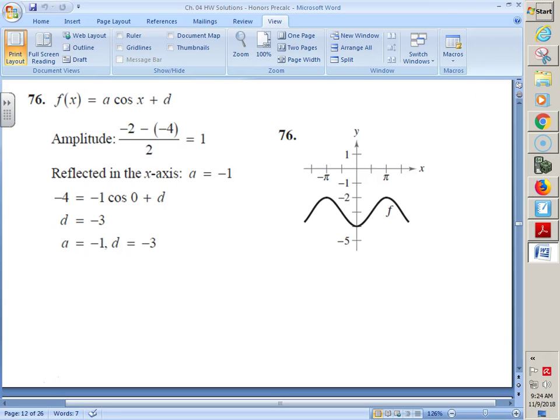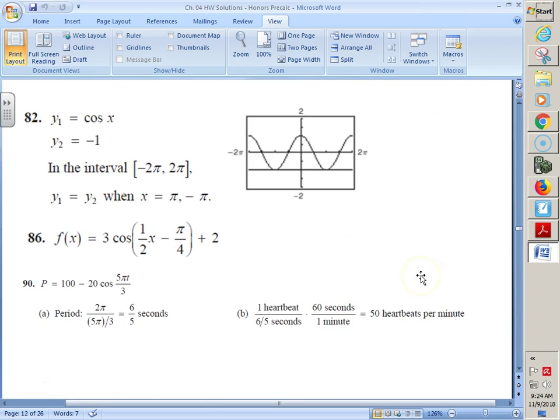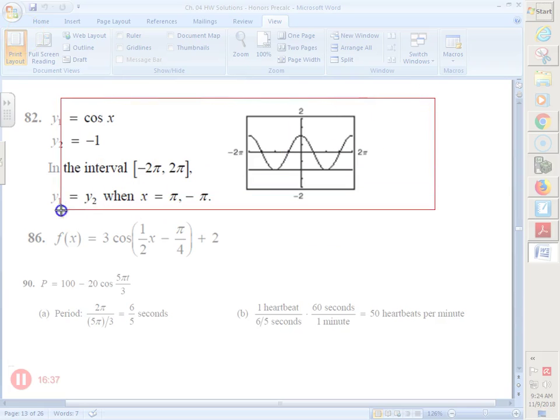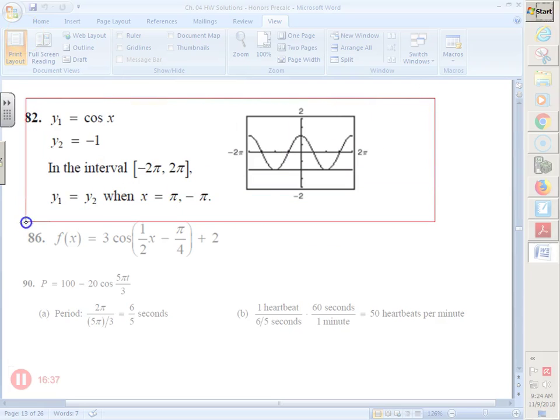And then 82 and 86 and 90. 82, you were graphing the two and finding the intersections. So you could, I think they actually gave you an equation, didn't they? Is that how that worked? Did they say when does cosine equal negative 1 or something like that?